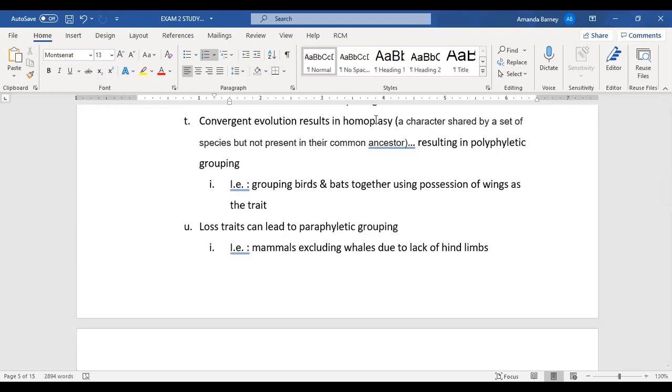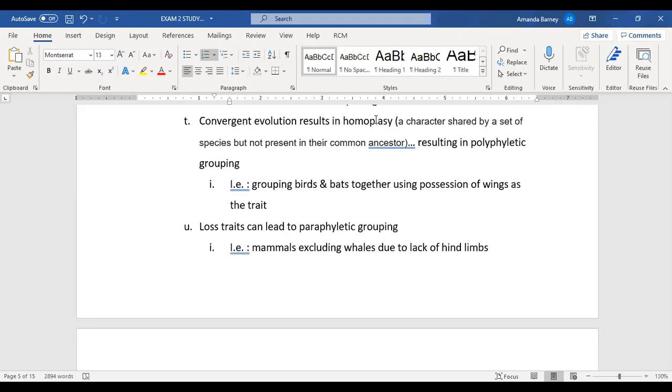So they're evolving convergently. If we were to use that phylogenetic tree where we have birds and bats as sister taxa, we would have a polyphyletic grouping. That's because we grouped two things together that don't belong together. They don't share a common ancestor. So that's an error. Polyphyletic trees or polyphyletic groupings are incorrect.